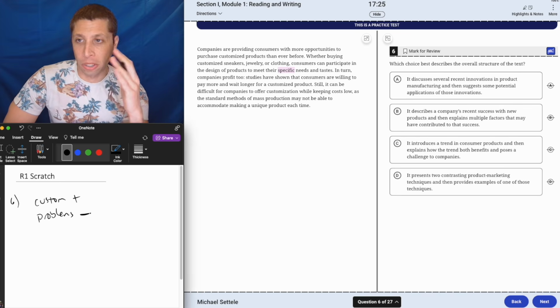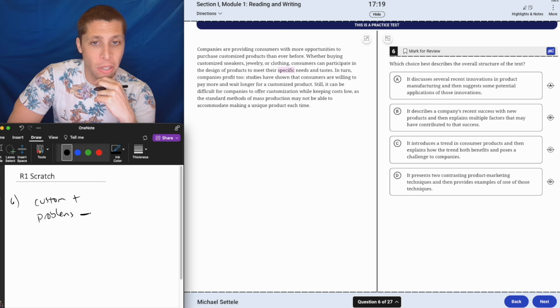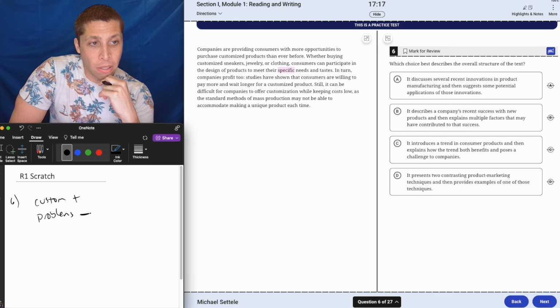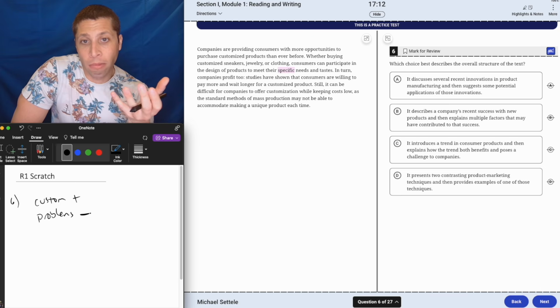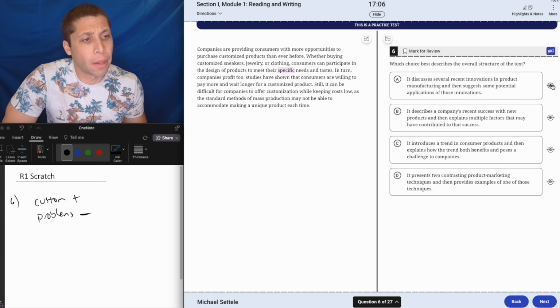So overall structure is some sort of positive to negative. It discusses several recent innovations in product manufacturing, then suggests some potential applications of these innovations. Well, what are the recent innovations? That they can do customization. That's maybe one recent innovation. And applications, we don't get into the problem there.